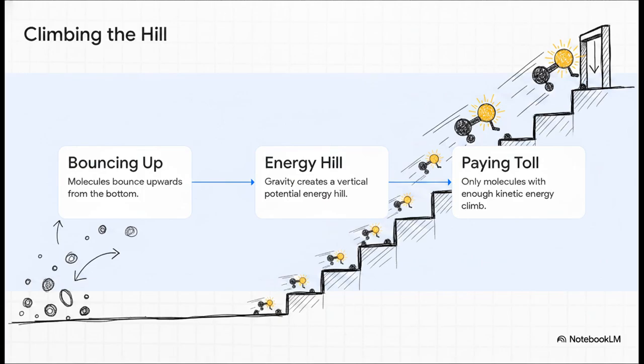Well, yeah, but gravity creates this invisible, vertical potential energy hill. A molecule literally has to pay a toll in kinetic energy to climb that hill. Only the absolute fastest moving molecules have the raw speed required to fight gravity and reach those higher altitudes.